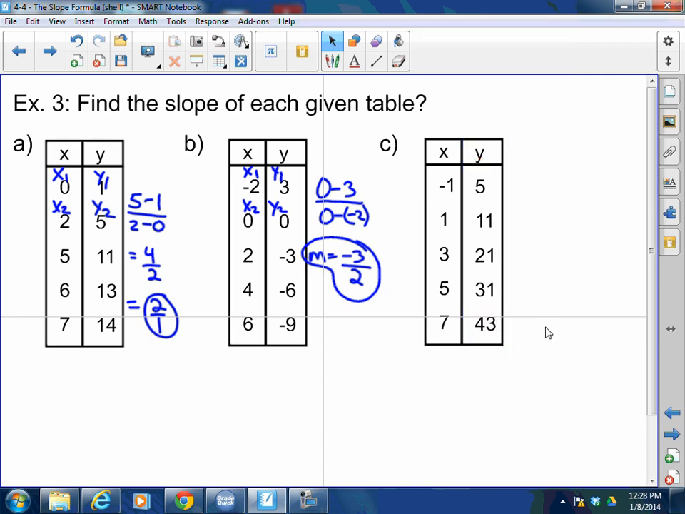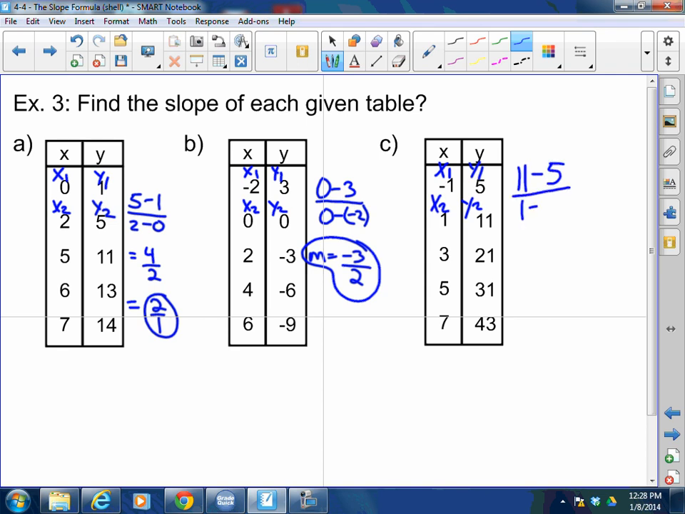Okay, how about this one? We have x1, y1, x2, y2. y2 minus y1 over x2 minus x1. It's going to be 6 over 2, which is 3 over 1.